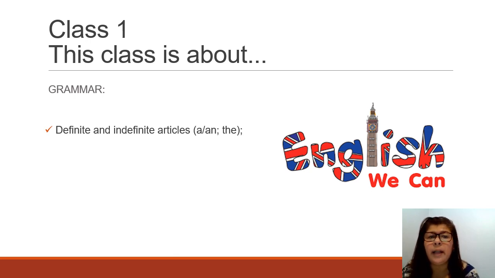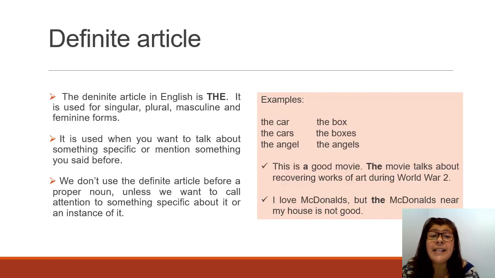So class 1, we are going to talk about definite and indefinite articles, the use of a, an, and the, okay? Let's begin with the definite article. The definite article in English is only one. It's the word the. It is used for singular, plural, masculine, and feminine forms.